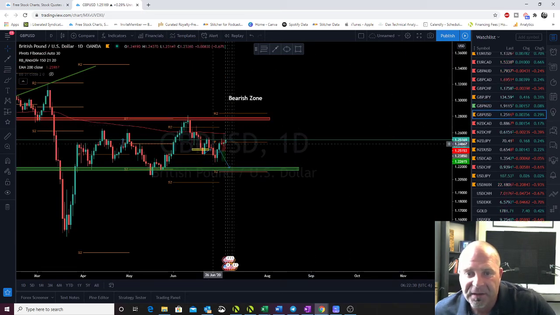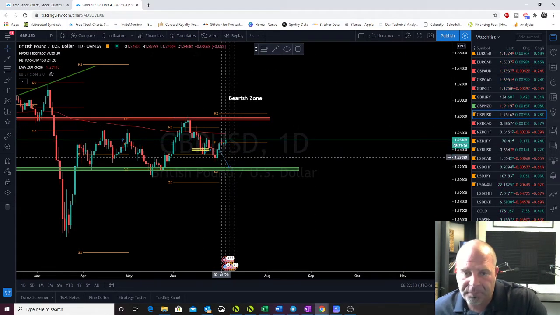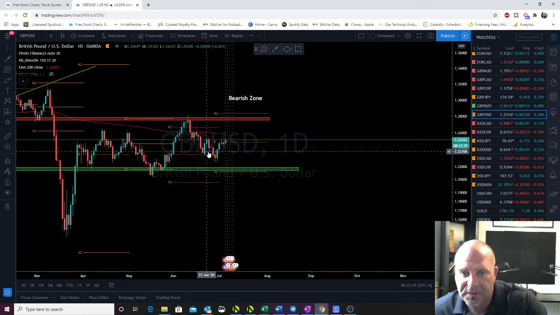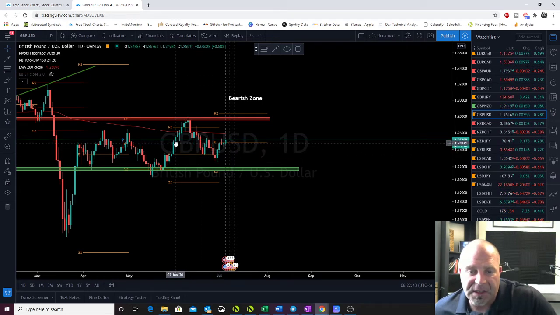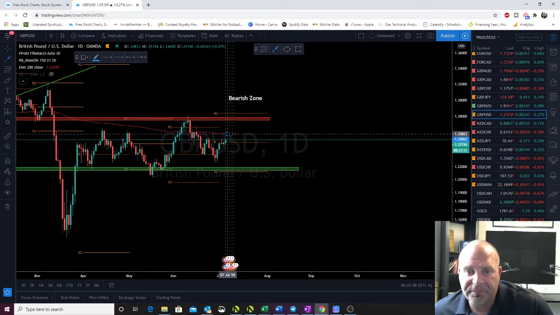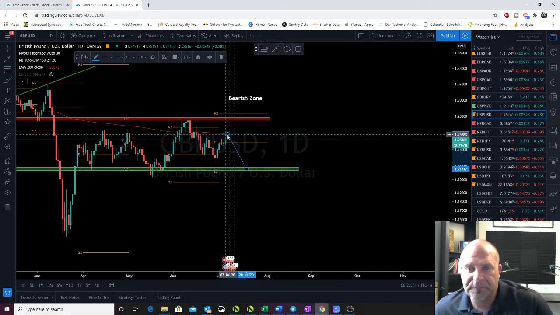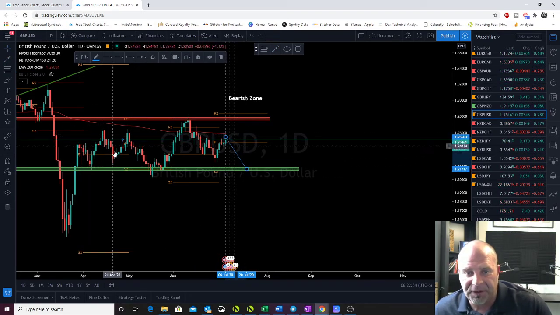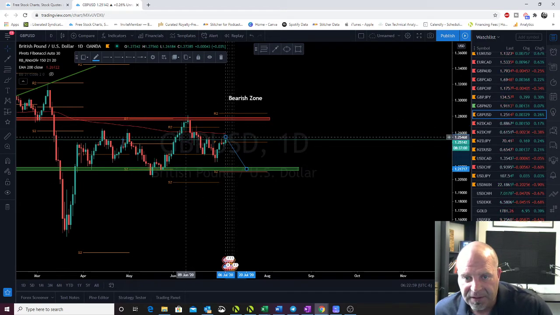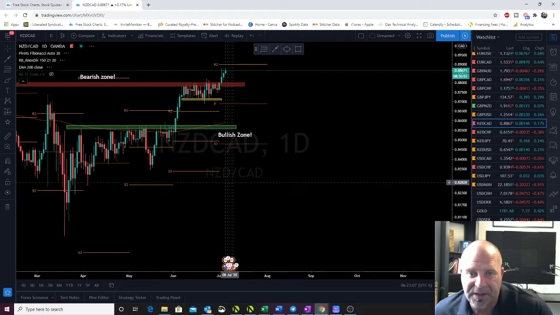GBP USD. We're testing the 200 EMA right now, and we're sitting right at the pivot. We might get that drop, but we're in a really good sideways price action here. And we broke above, broke back down. So I really want to play off these two support and resistance on that pair.